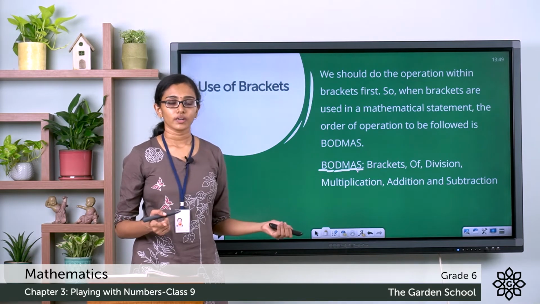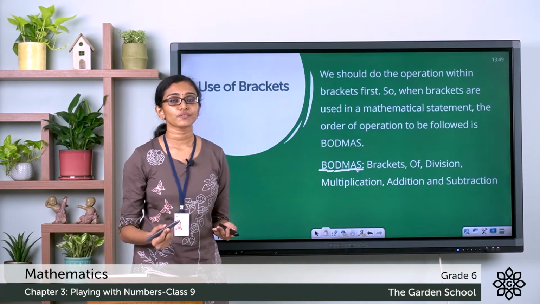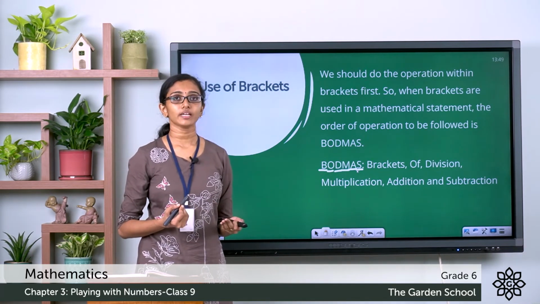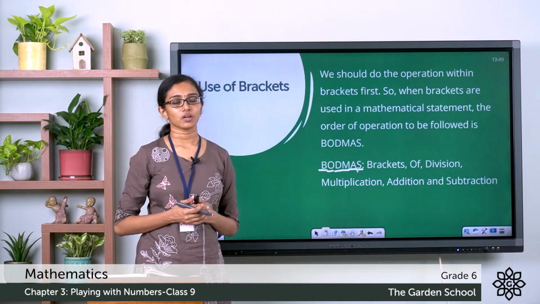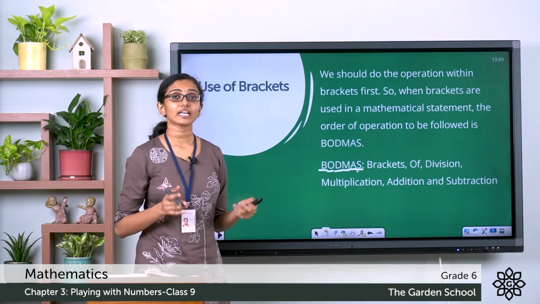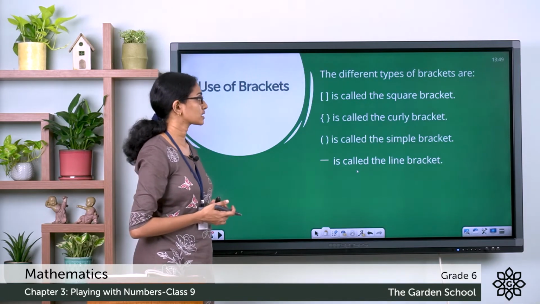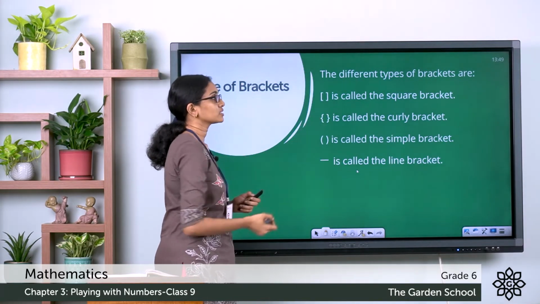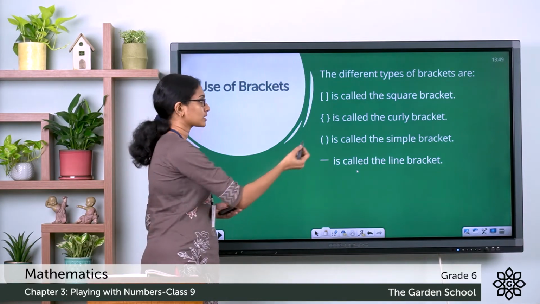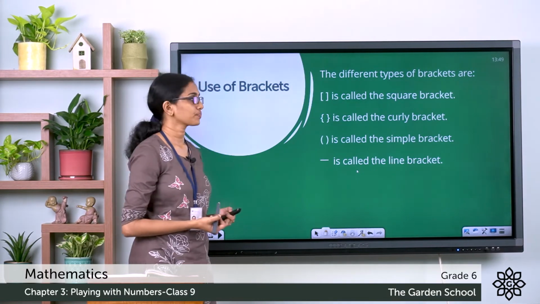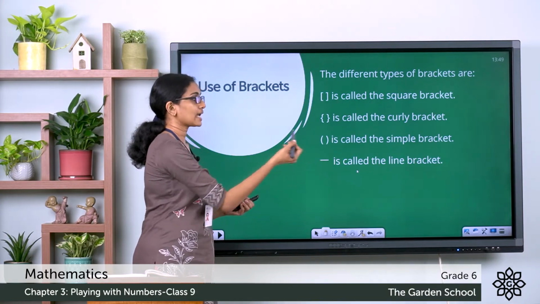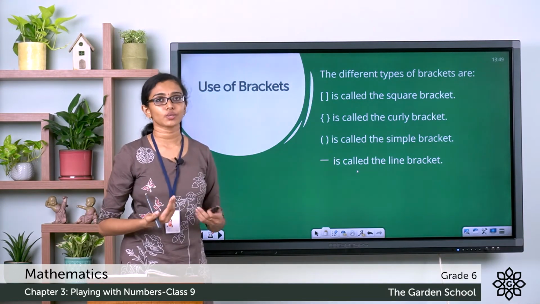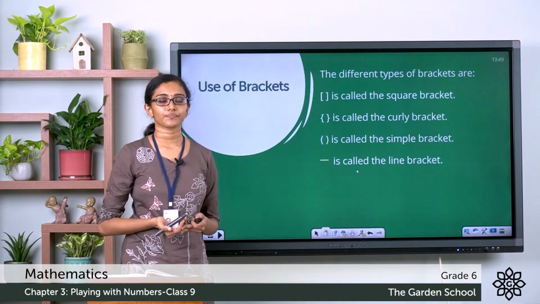So if you know this order or this rule, it will be very easy for you to solve or evaluate mathematical statements containing different types of mathematical operations. And you see there are different types of brackets. This is called the square bracket, this is called the curly bracket, this is called the simple bracket, whereas this is called the line bracket. We use different kinds of brackets in mathematics.